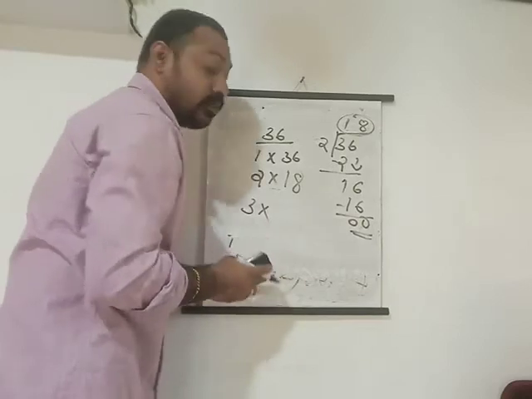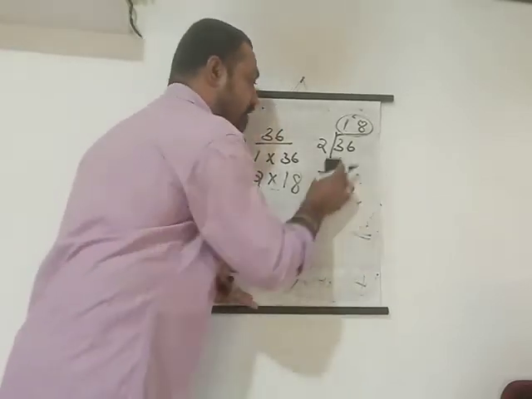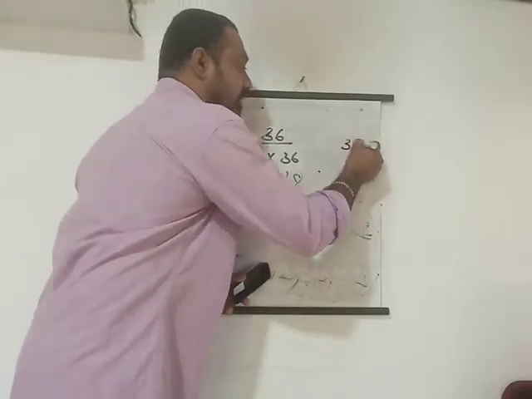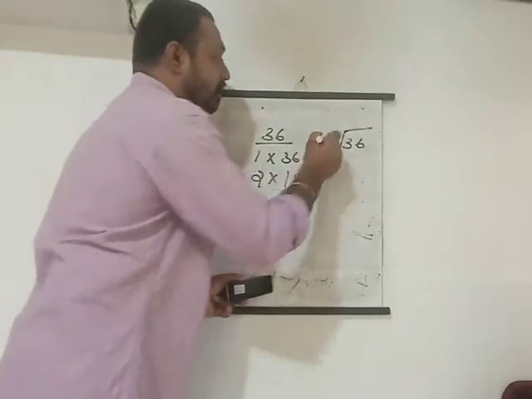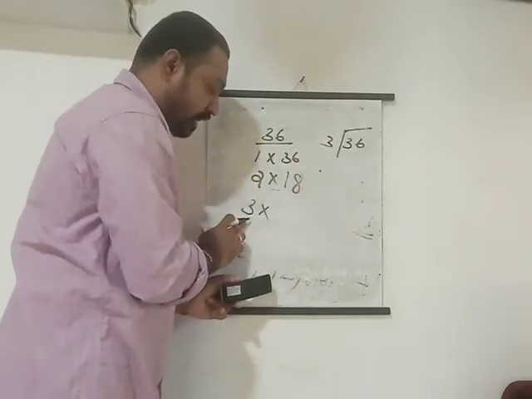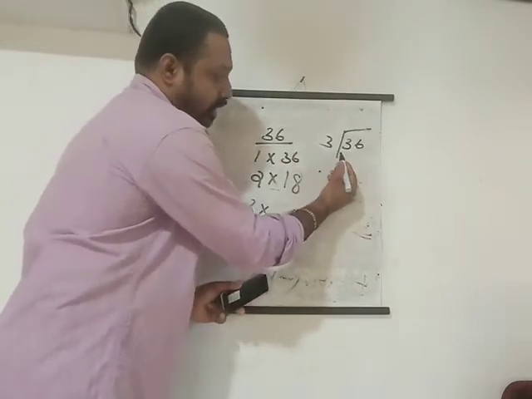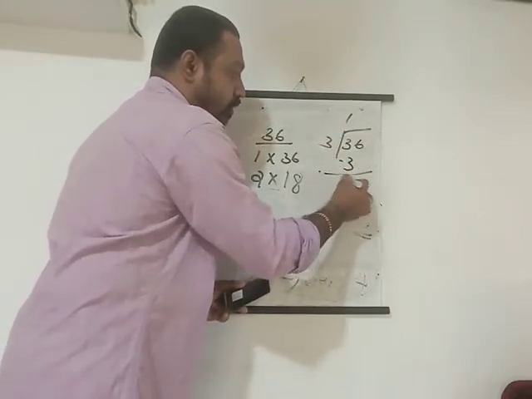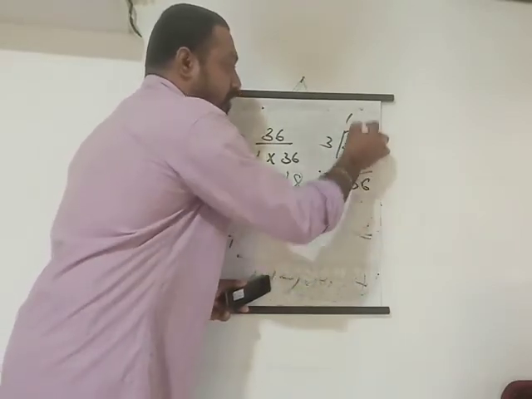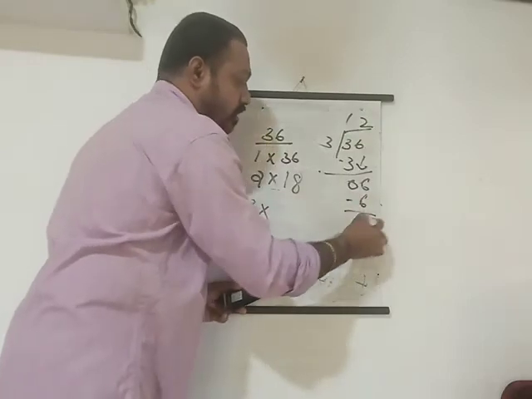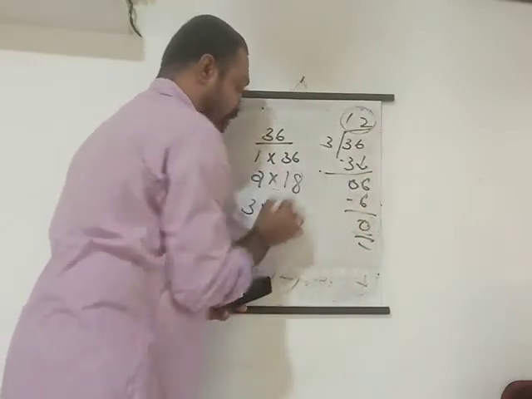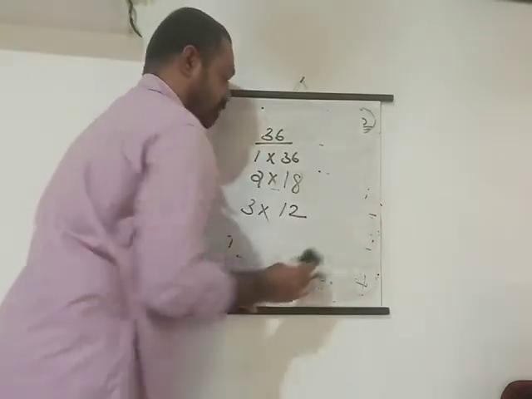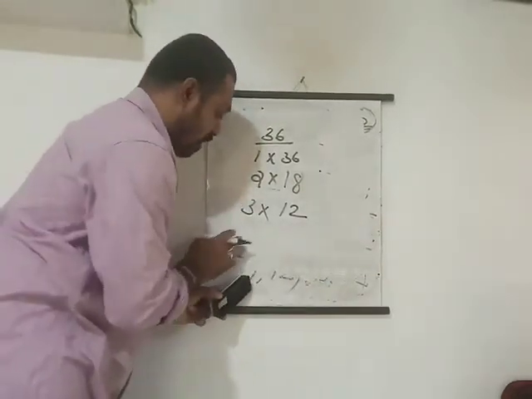Then 3, how many times? 3 into 12 it is, but if you don't know how we are getting this one, just divide 36 by this 3. Then you will get how many times of 3 is 36. So 3 by 3, 1 you will get, okay, 1 3s are 3. Then you will get 0. Then 6 comes here. 2 3s are 6, 0. How many times? 12 times 3, 12. Got it?